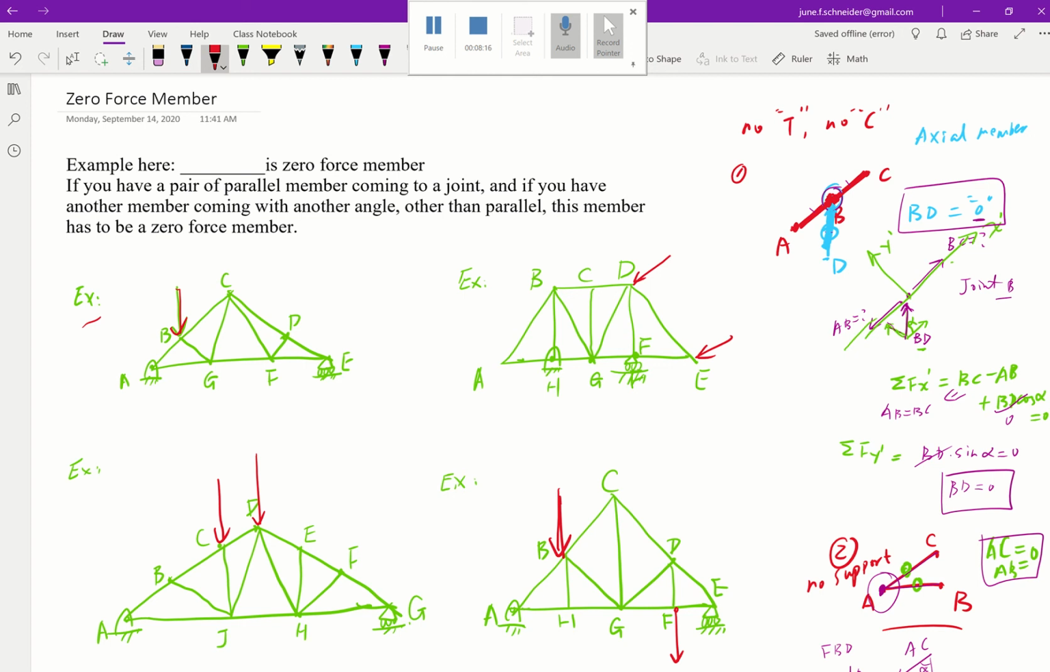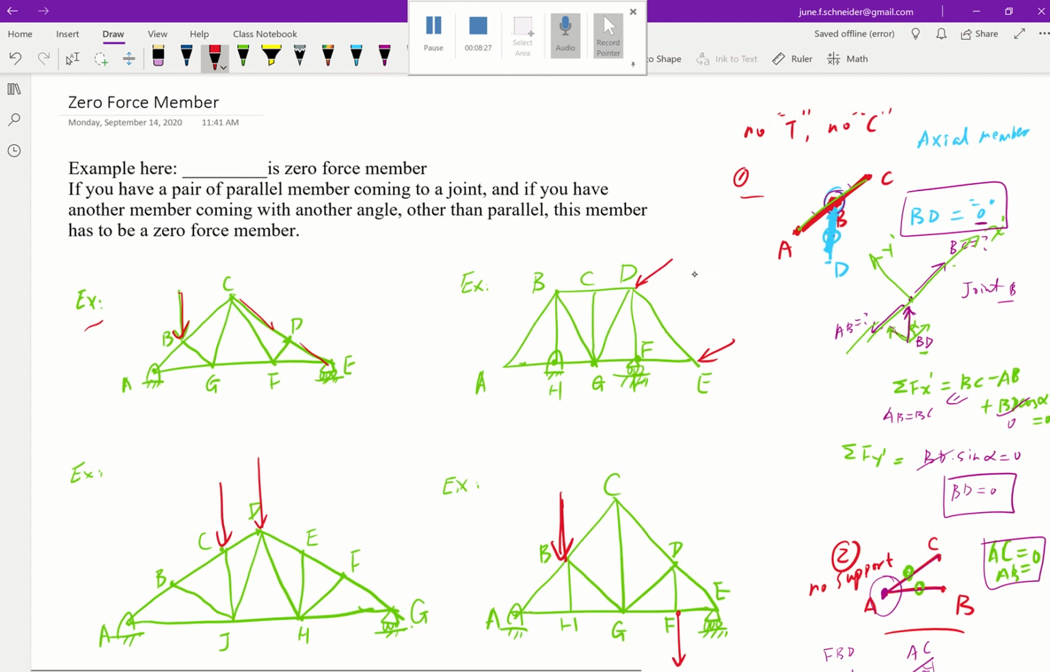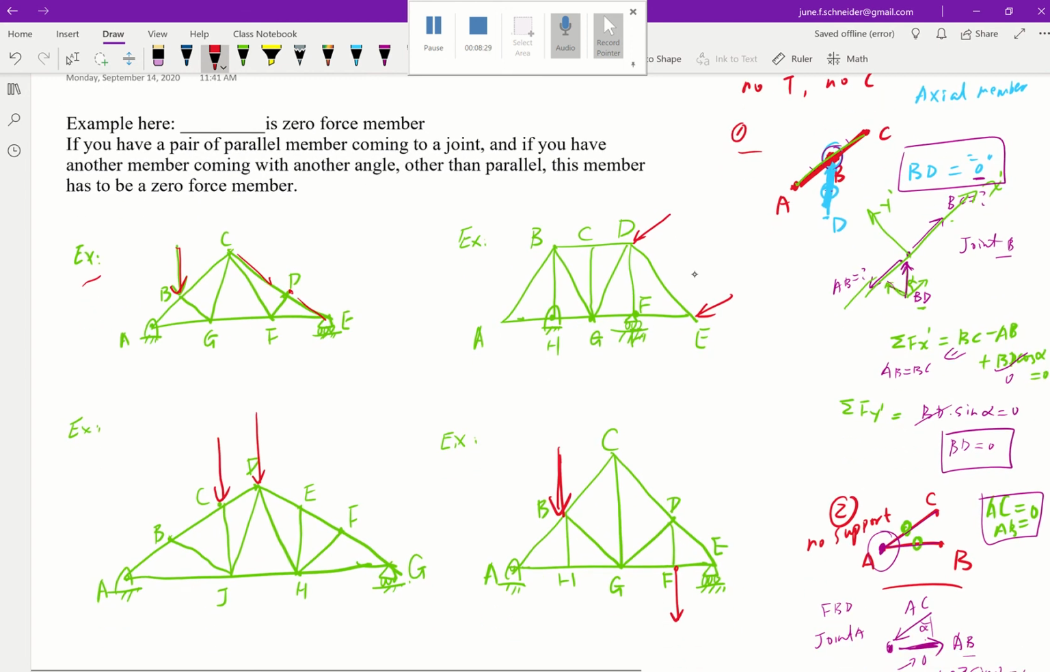Let's see. There are many situations like rule number 1, for example. CD and DE join at D, and DF comes in at an angle to that joint D. So what do we know? DF has to be a zero force member. So that's the first one in there. Any other possible zero force member?